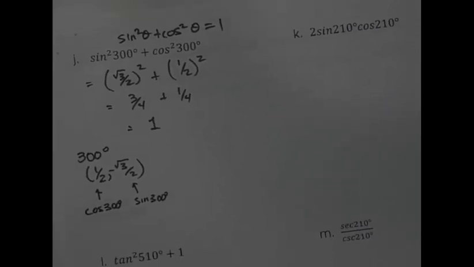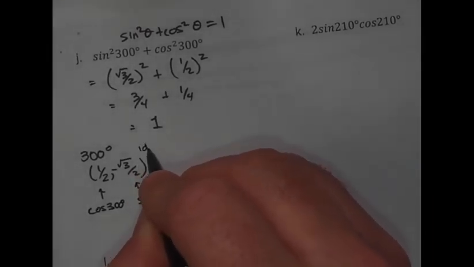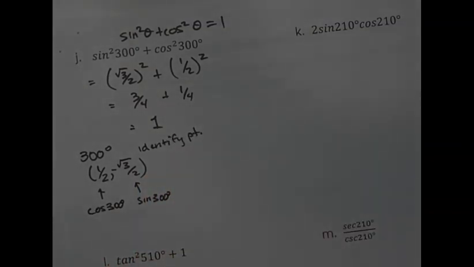Okay? So when we're looking at some of these things, I think one of the key things that we should be able to do is to identify the point. If we identify the point of getting that answer, we can figure out what trig ratio to use from that.